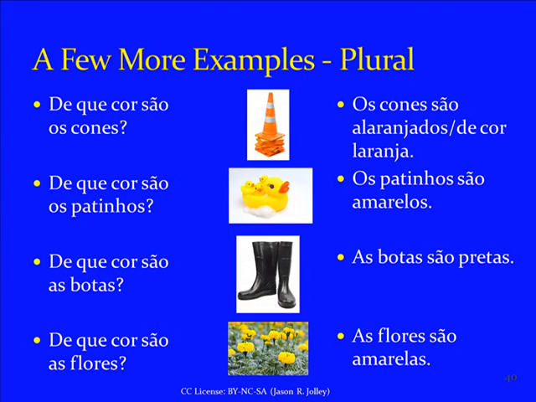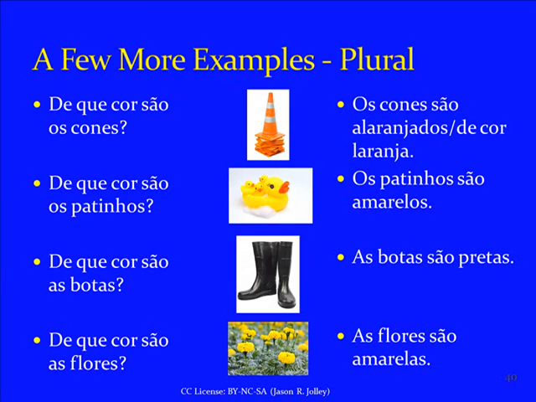So you've got the singular down. Let's practice this construction, this structure, with some examples of plural masculine and feminine objects. Masculine, feminine, os cones, os patinhos, rubber duckies. De que cor são os cones? Os cones são alaranjados, or os cones são de cor laranja.